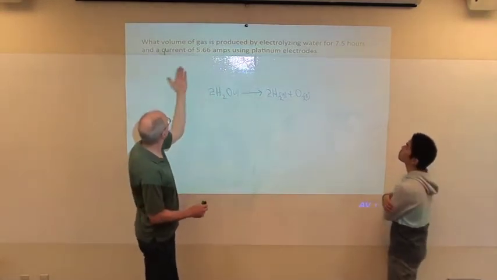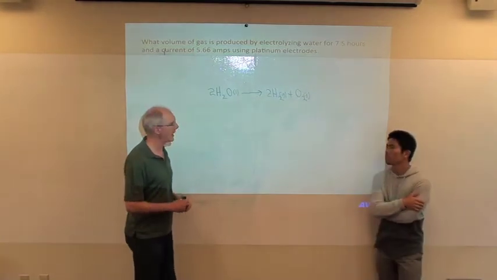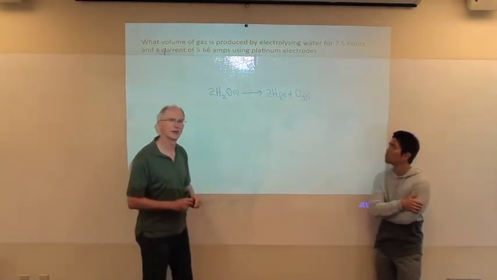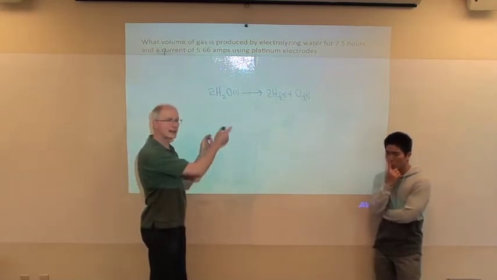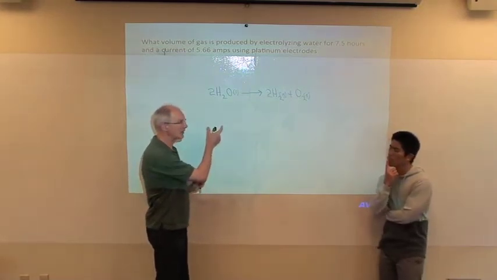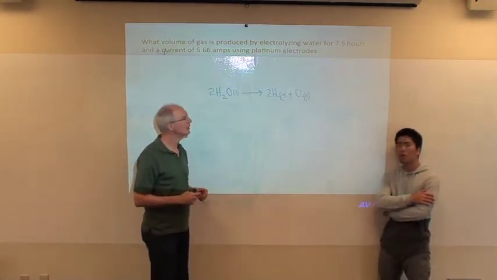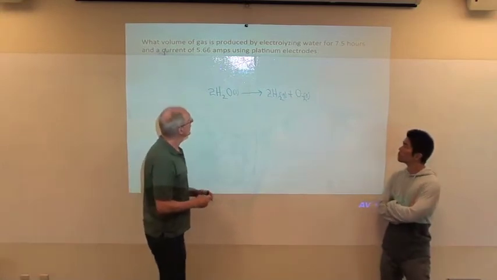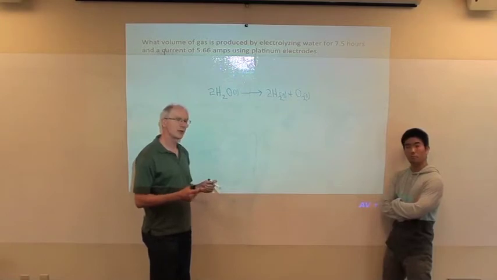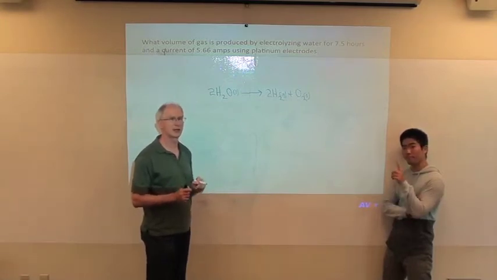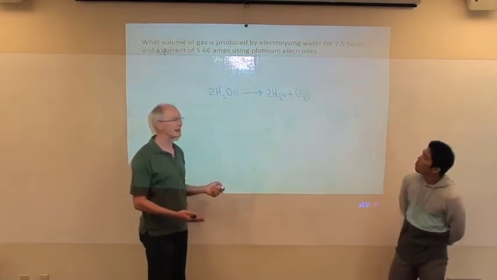Since I'm passing current, I'm pretty sure I'm going to need to figure out how many electrons are transferred in this. In the activity, we split this up into half reactions and looked at how many electrons were in each half reaction. But I want to show you a different way to do it without half reactions, using oxidation numbers. So the first step is to assign oxidation numbers to everything.